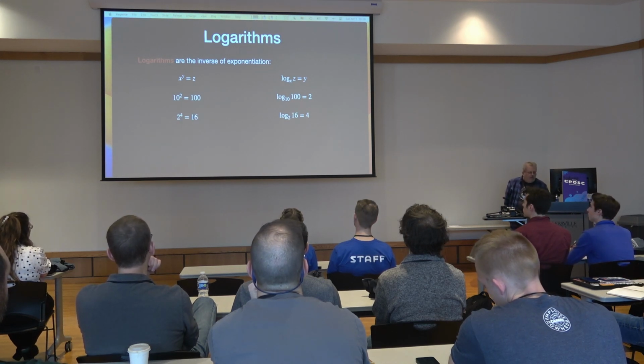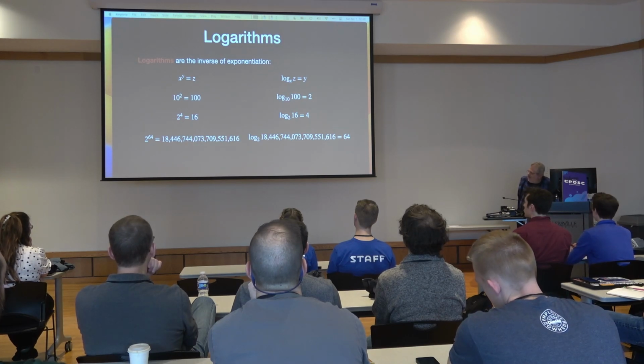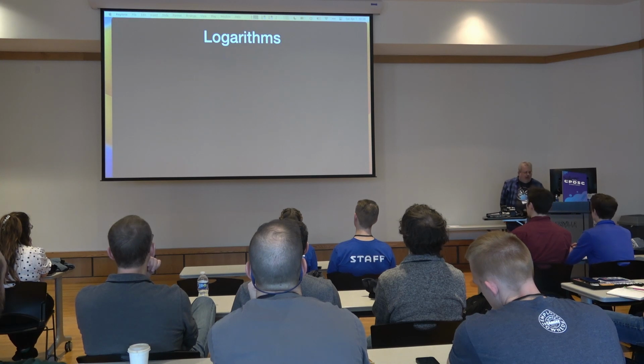It works that way for the powers of 2 as well. You have 2 to the 64th, which is this big long number, 18 quintillion, and so on. I think there's 19 digits in there, right?